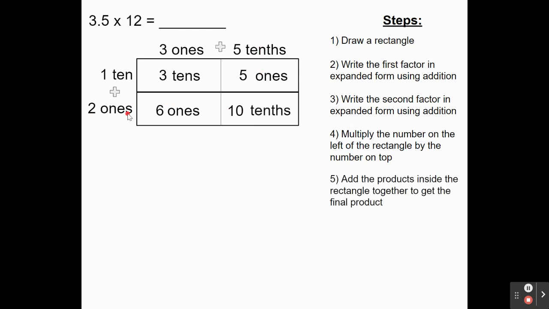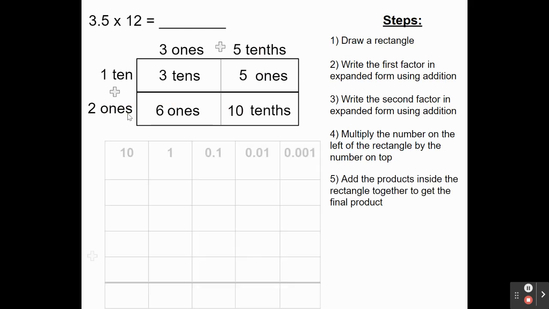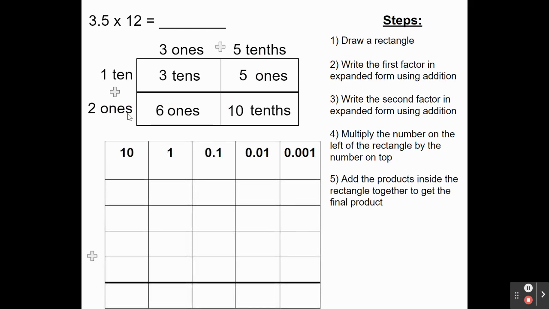Finally, let's add all these products together. We can do this in a place value chart. So we're starting with 3 tens. So in the tens place, we're going to put a 3, and we can put a 0 in the ones place. 3 tens is the same as 30. Now let's do 5 ones. We're going to place the 5 in the ones place. 6 ones means the 6 is going in the ones place.